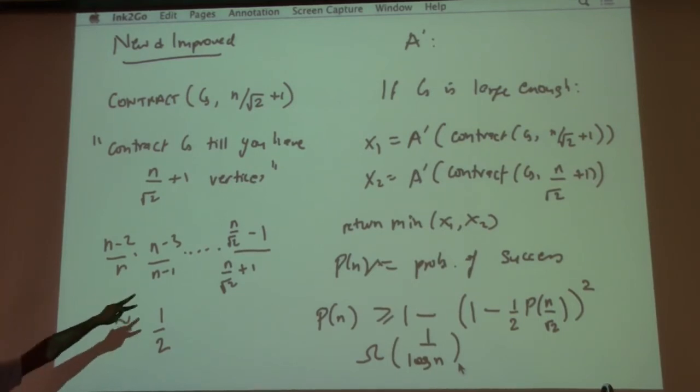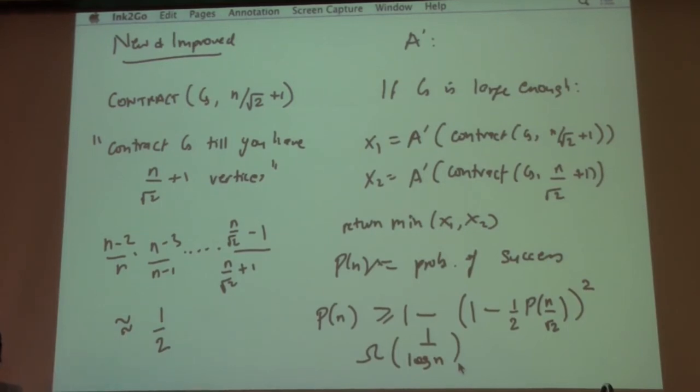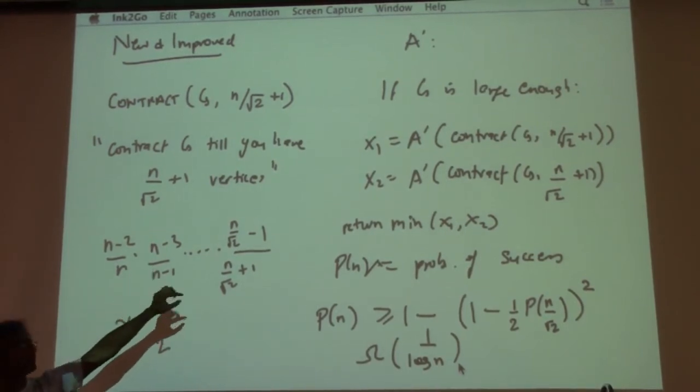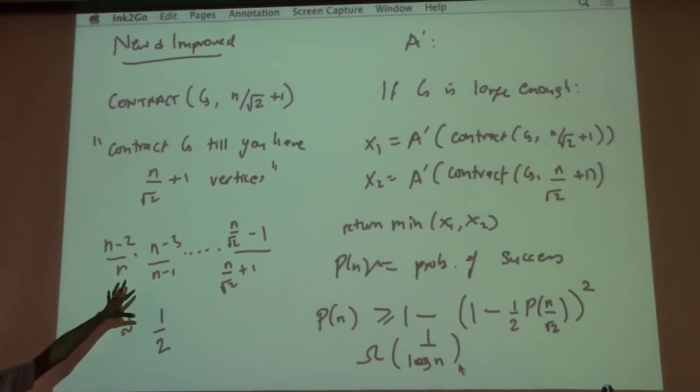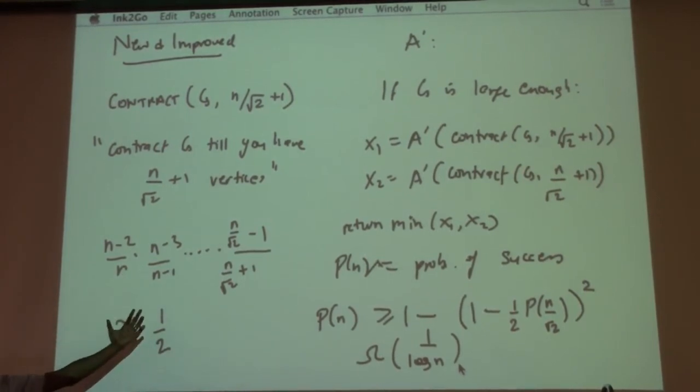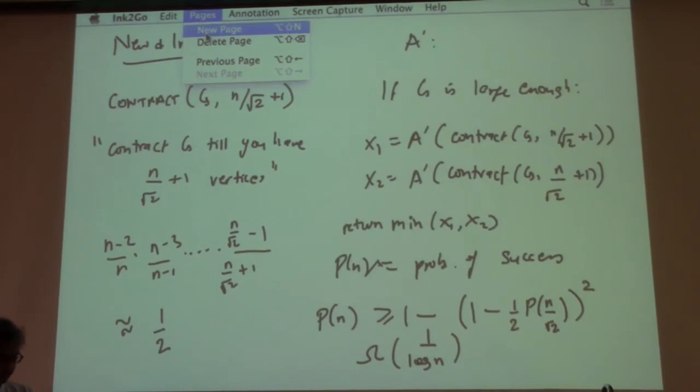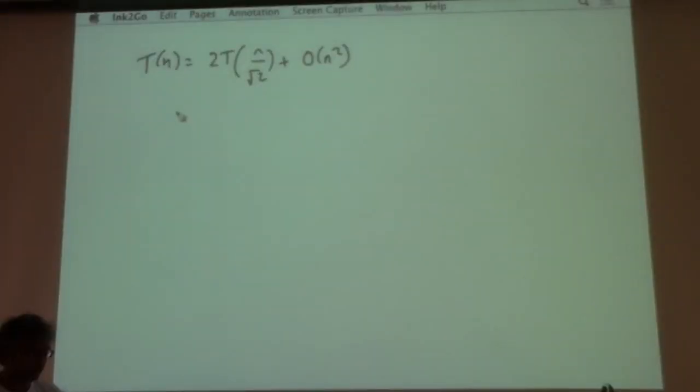So by the simple trick of observing that doing independent trials gives you a better chance of success, and then observing that in the beginning it's good to contract a lot, you get this probability. Again, this is a clever idea. You put these two together, and you get this thing. And now, of course, you can look at the running time of the algorithm. The running time is going to be something like T of n equals 2T of n over square root 2 plus something like n squared, which will be roughly n squared log n.